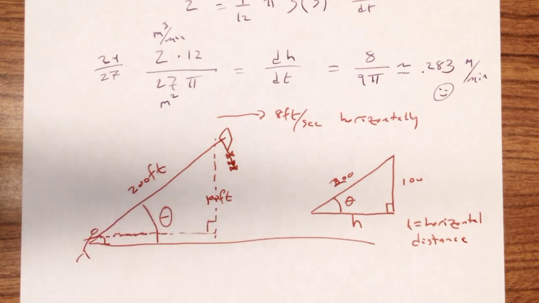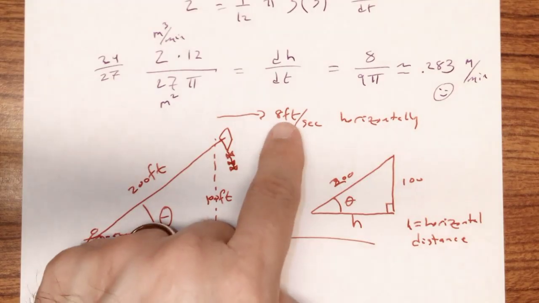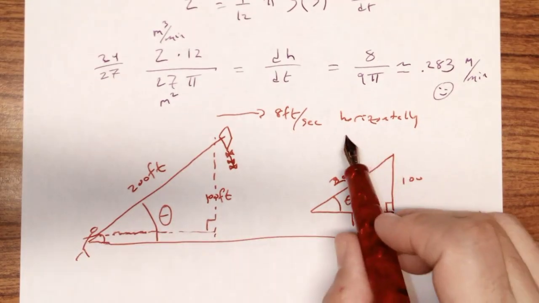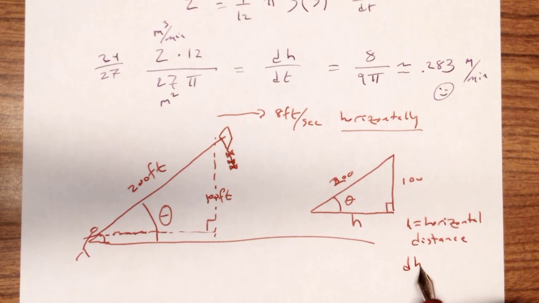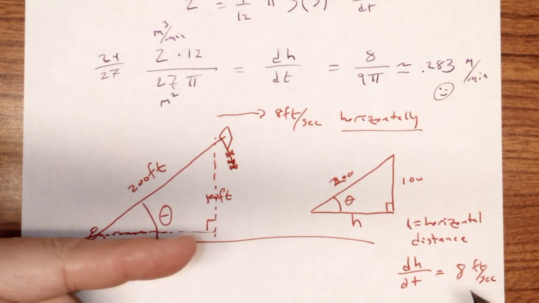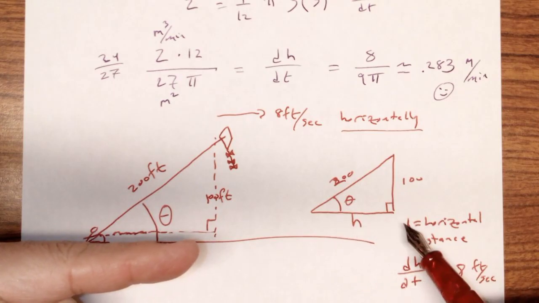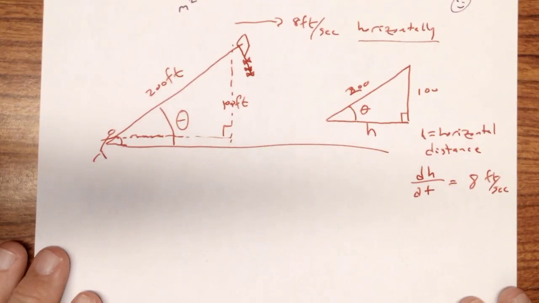And this 8, that 8 represents what? That 8 represents the change in horizontal. It says we are moving horizontally, so I know dH/dt is 8 feet per second. It's positive because we're going that way, and that's the direction we're measuring H. So H is getting bigger. I'm going to use my change to be positive.